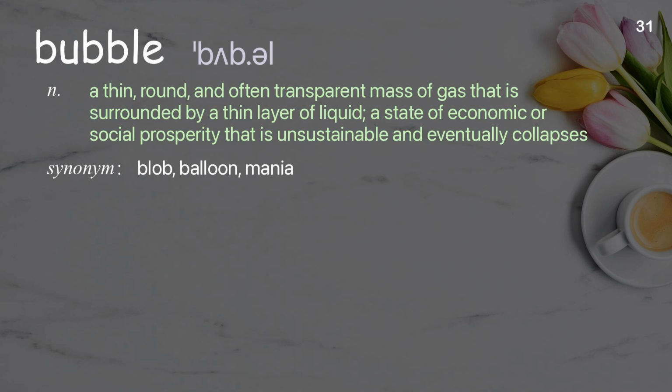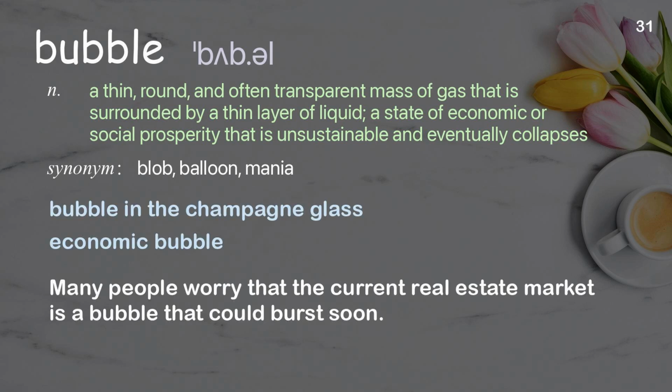Bubble. A thin, round, often transparent mass of gas that is surrounded by a thin layer of liquid, a state of economic or social prosperity that is unsustainable and eventually collapses. Examples: Bubble in the champagne glass. Economic bubble. Many people worry that the current real estate market is a bubble that could burst soon.